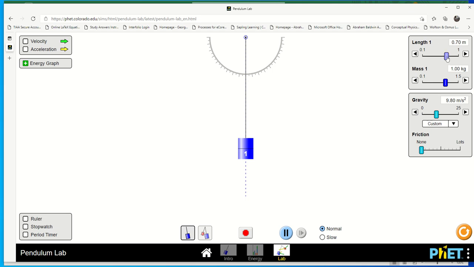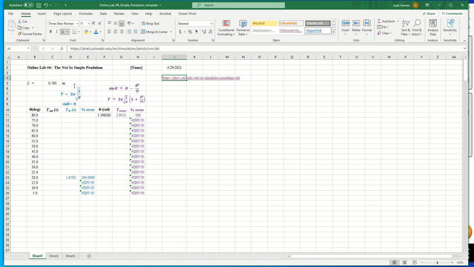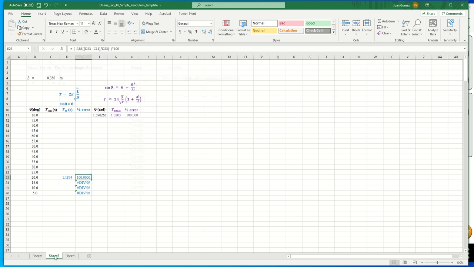The default length is 0.7. You can choose any length you want. For the first sheet, use a length of 0.5 or greater. And then for sheet 2, just cut the length in half. Notice for sheet 1, my L is 0.70 meters. Then for sheet 2, I just cut the length in half.